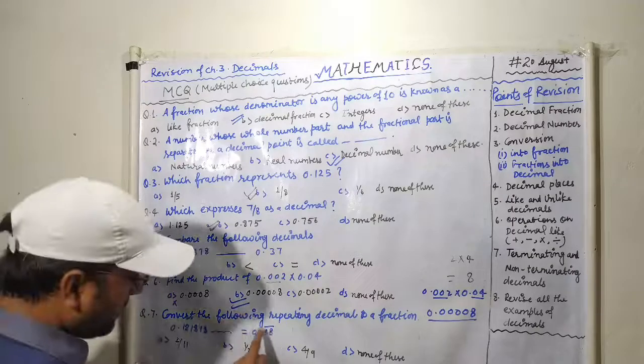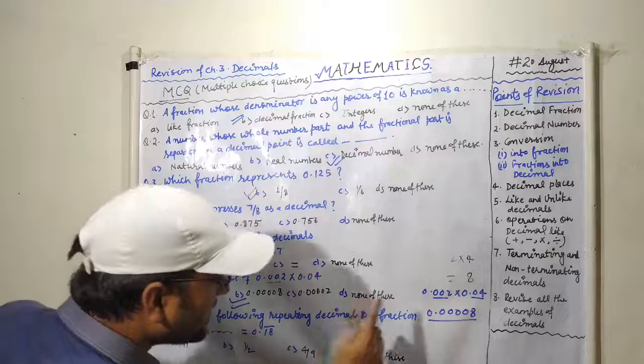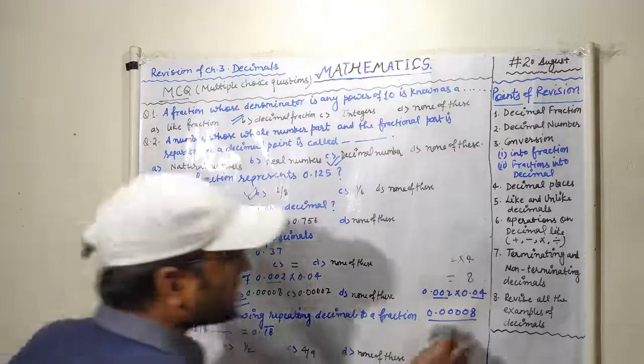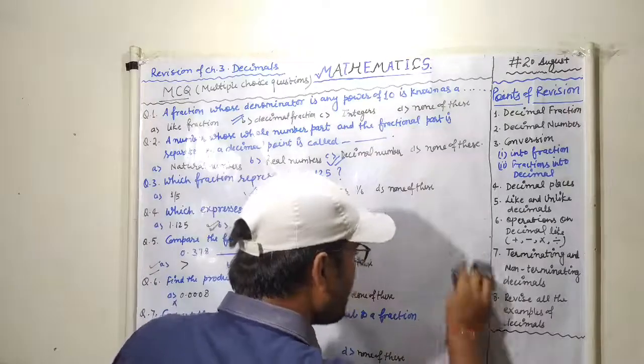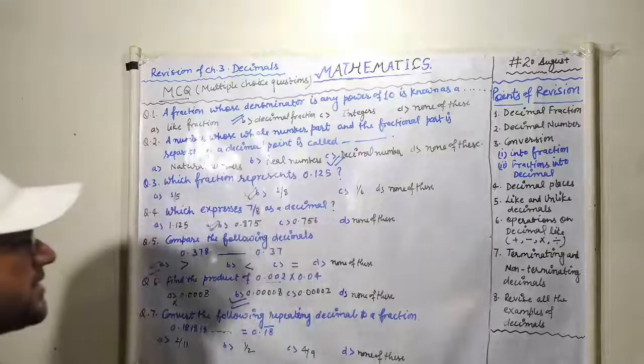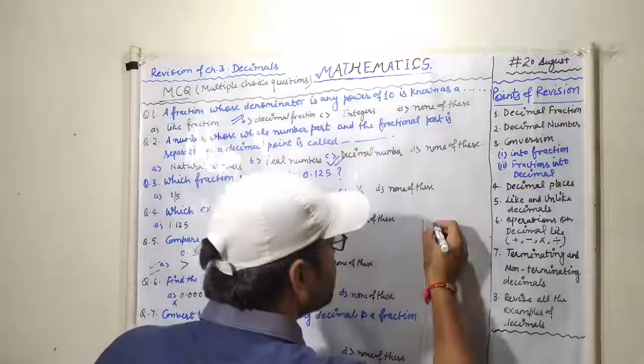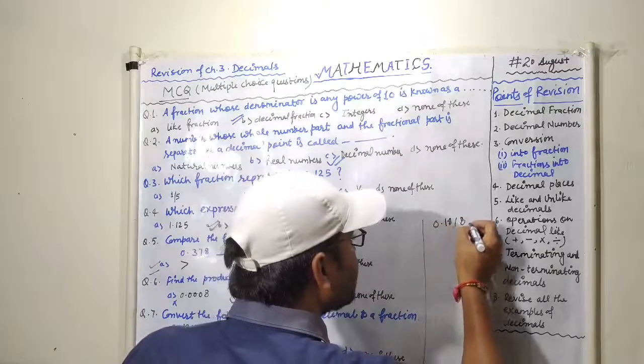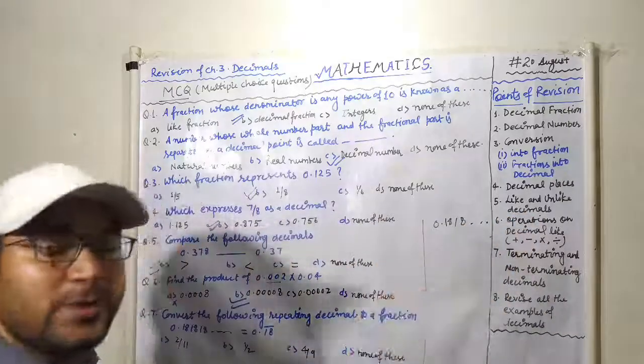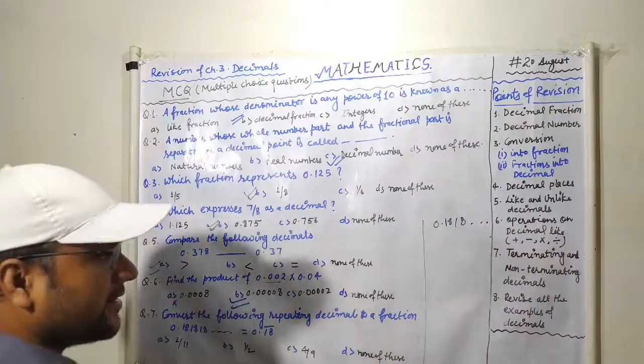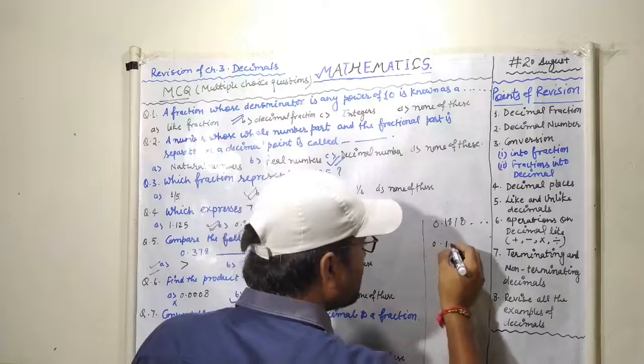Convert the following repeating decimal into a fraction. Very important. Repeating but not terminating. Repeating, very important, students. 0.1818 and so on, means 18 is going to repeat. Okay, so very easy. If you are getting this type of question, you can do it directly.